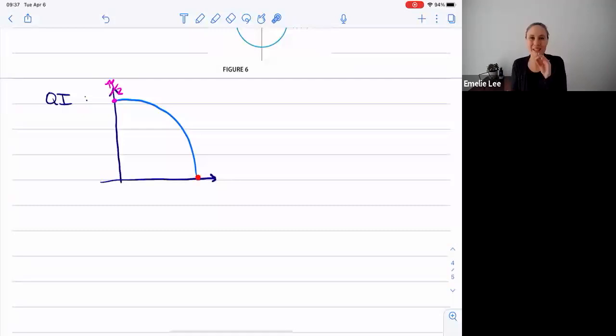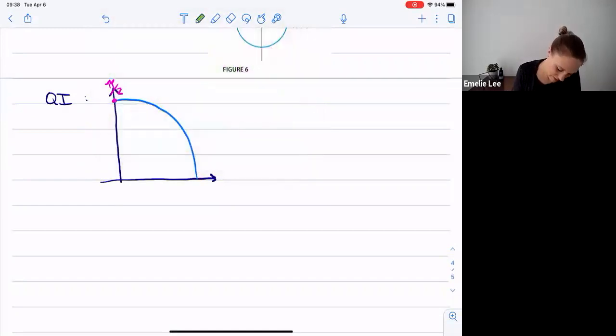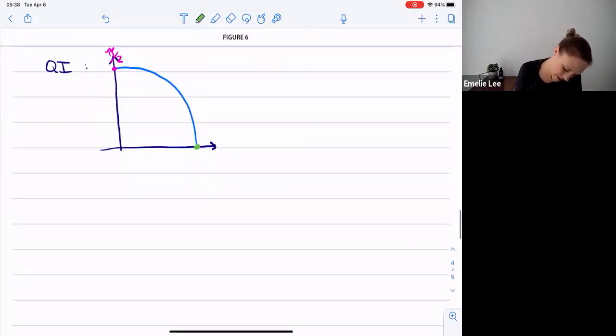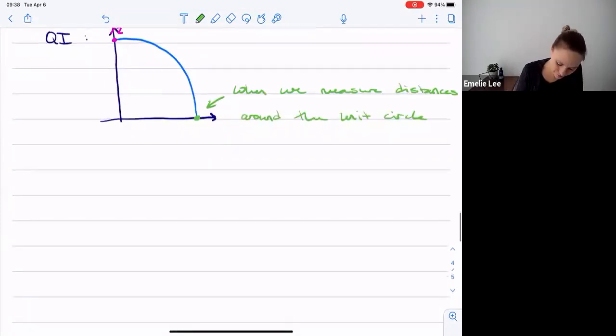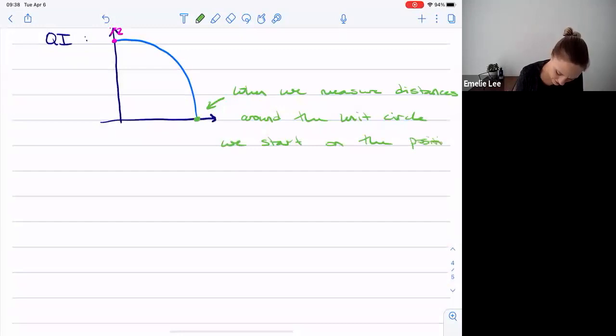Notice that I'm starting here on the positive x-axis. We're going to call that standard position. So when we measure distances, we usually start on the positive x-axis. So when we measure distances around the unit circle, we start on the positive x-axis.